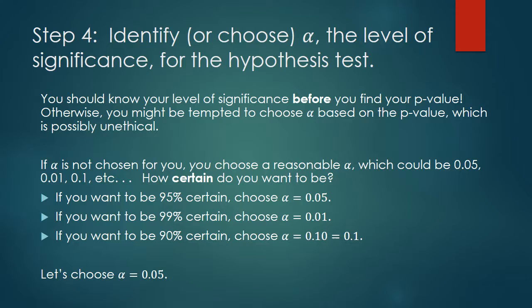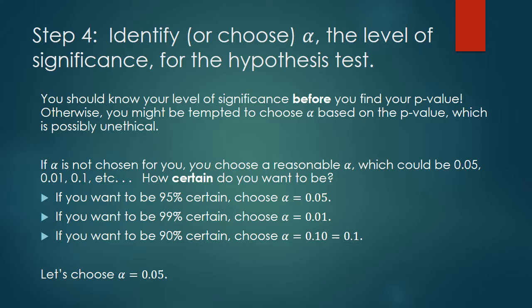Alpha would be 0.05. If you want to be more certain about your results, you really want to make sure that these results are unusual before you reject the null hypothesis. You might want to be 99% certain. Alpha would be 1% as a decimal, 0.01. If you don't need to be quite so sure, you could be 90% certain, then your alpha would be 10% as a decimal, 0.1.